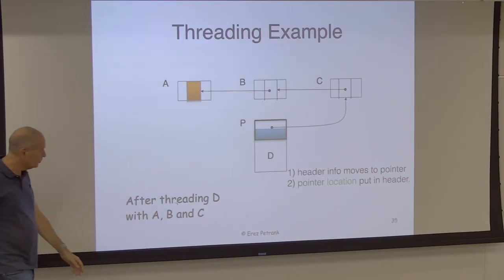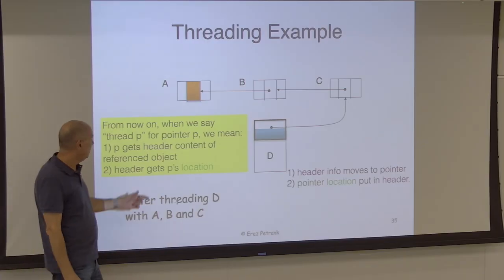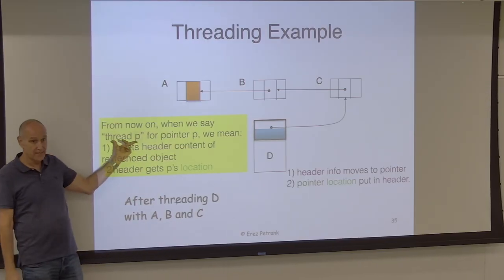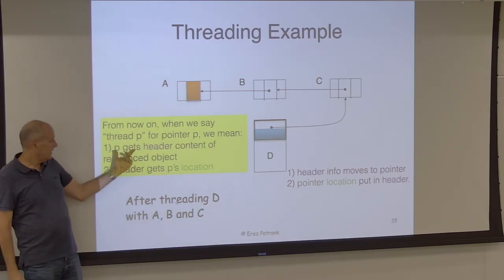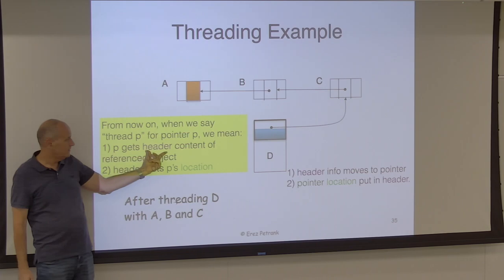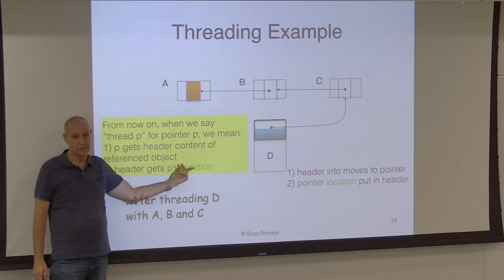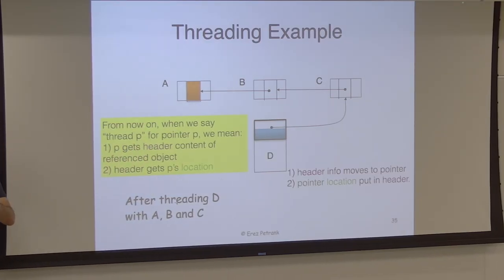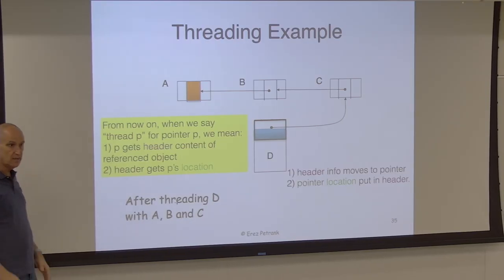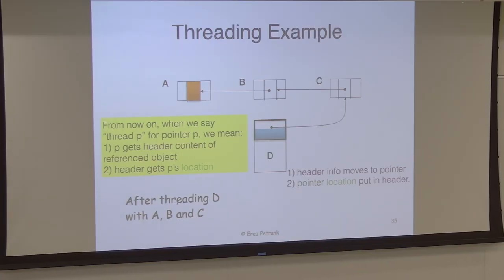Okay, so this is the way I am going to work, and we're going to say thread p like a pointer. To thread a pointer means I put into p the content of the header, and I let the header point to p, like we did before. This is threading of a pointer. I'm going to thread pointers to objects in this manner, and eventually I'm going to have a list of all locations that I need to change.